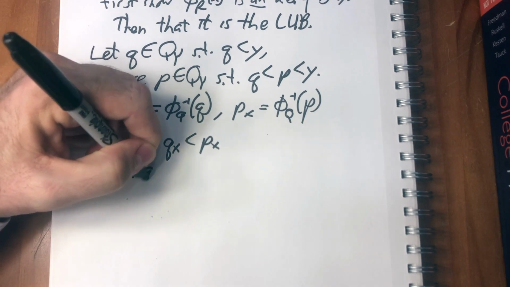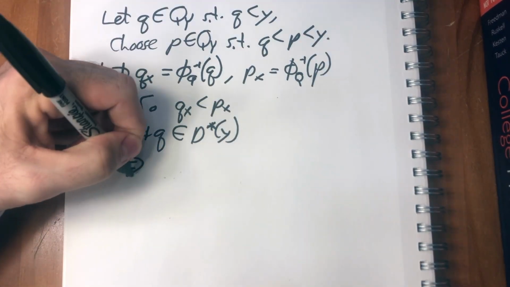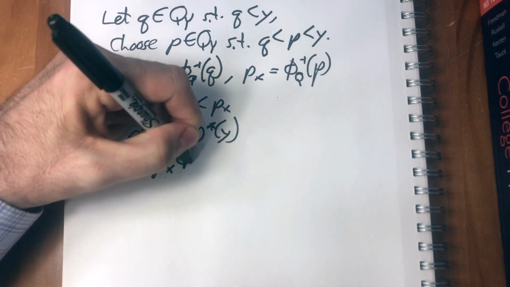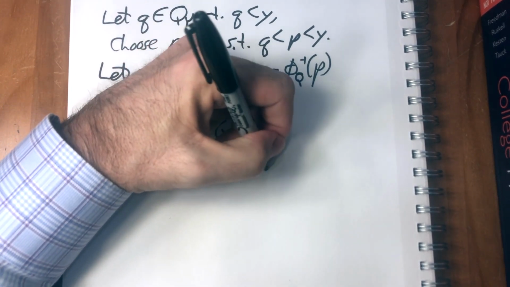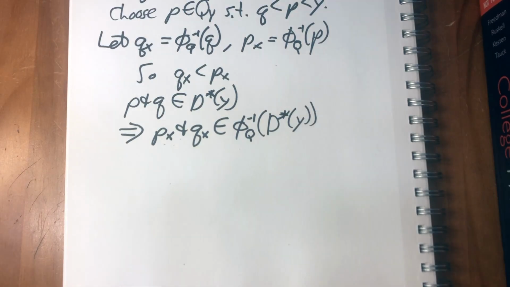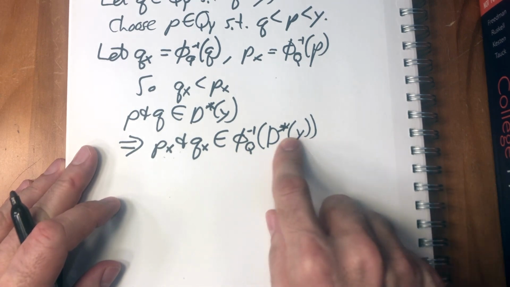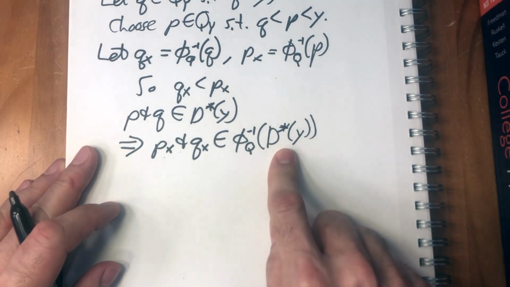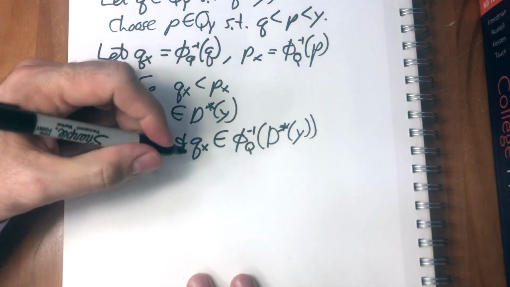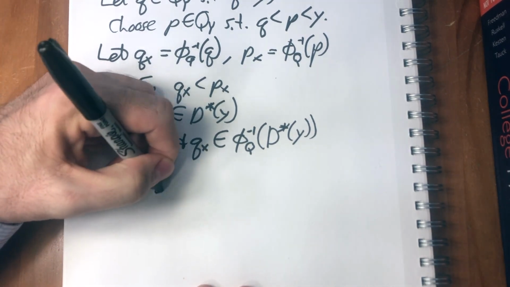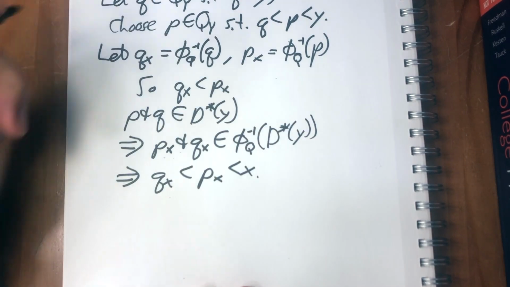p and q are elements of d star y, so px and qx have to be elements of the inverse set in x. Now, we defined x as the least upper bound of this set. So x is an upper bound of this set. So it has to be that qx is less than px is less than x.